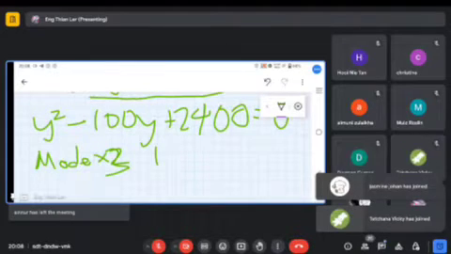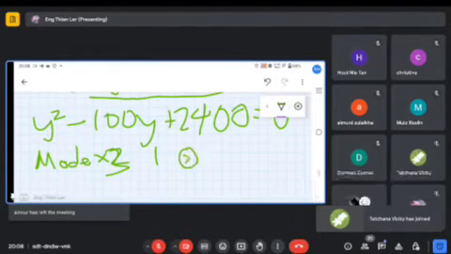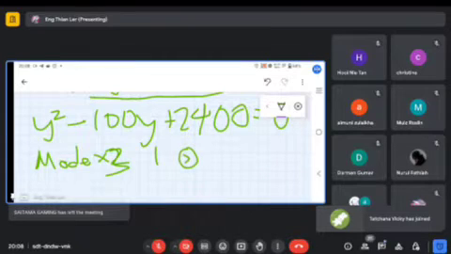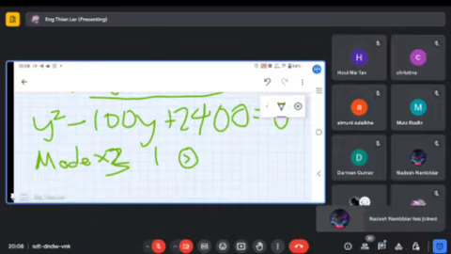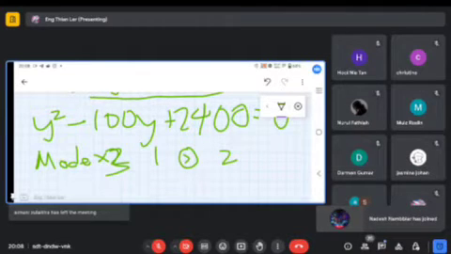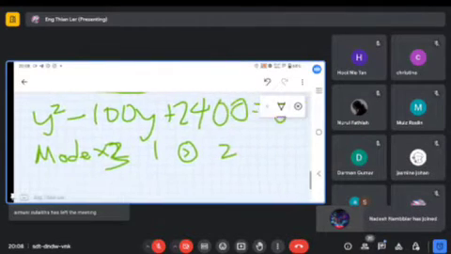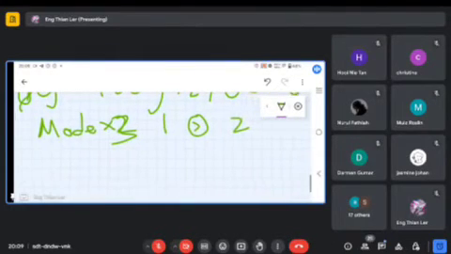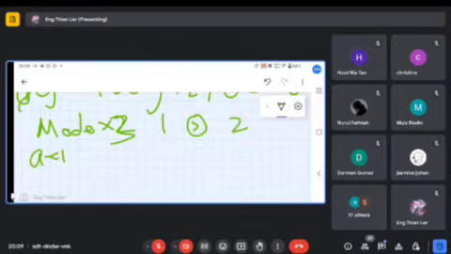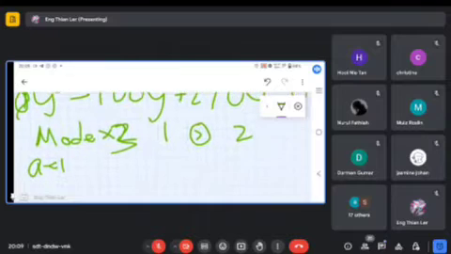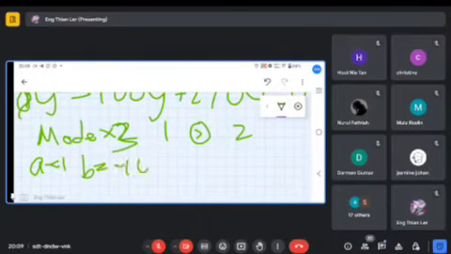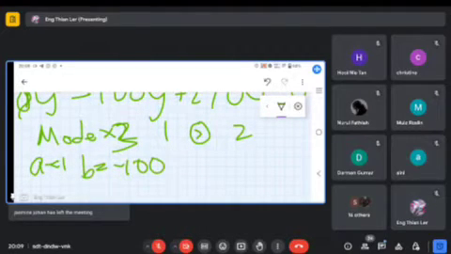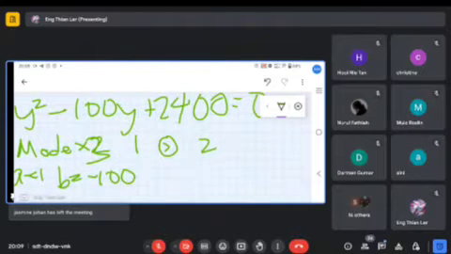And then you press the right button. And then it will show you degree with question mark. You press 2. This means that we are solving an equation with a second power. So now it will ask you for the a. In this case, the a is 1 because there's nothing before the y. So the a is 1. And the b is negative 100. And the c will be 2,400.